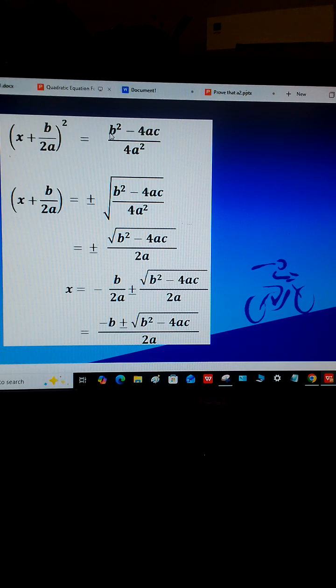And that is the quadratic equation formula, which you can use to find the solution to that equation, the values of x, okay, when y is equal to 0.